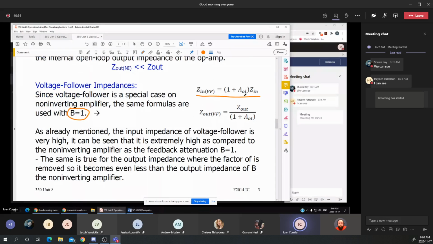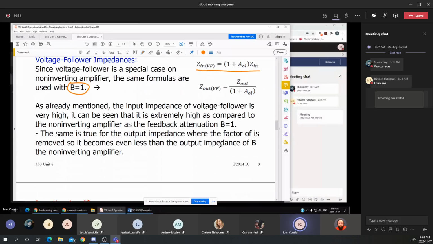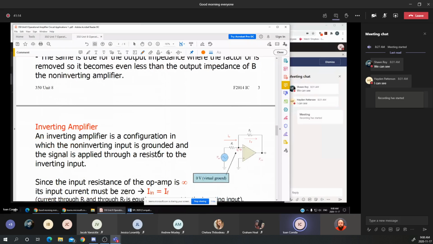A voltage follower has one of the highest input impedances and the lowest output impedances for the op amps. That's due to the value of the Ri and the Rf. We mentioned that the input impedance is much higher than the regular non-inverting amplifier, and the output impedance is much lower than the output impedance for a non-inverting amplifier.